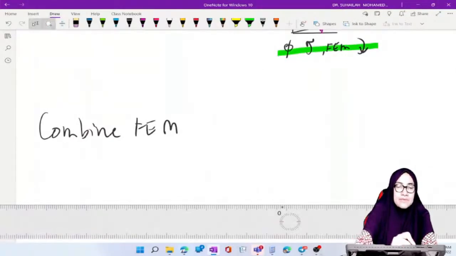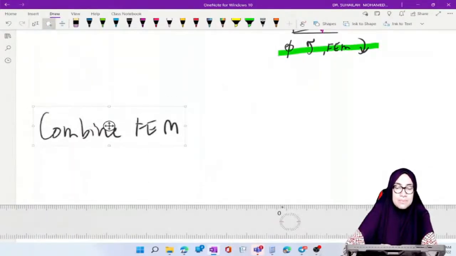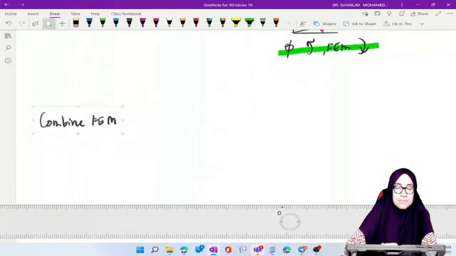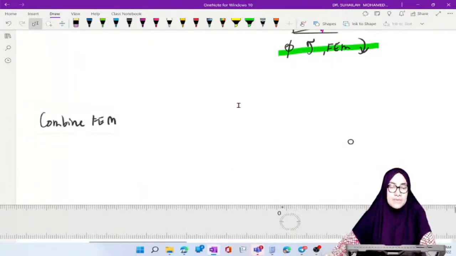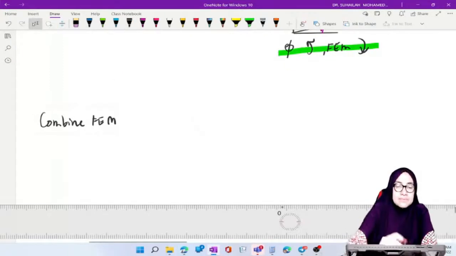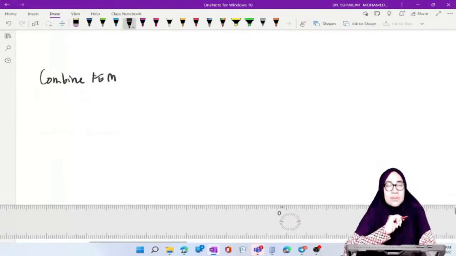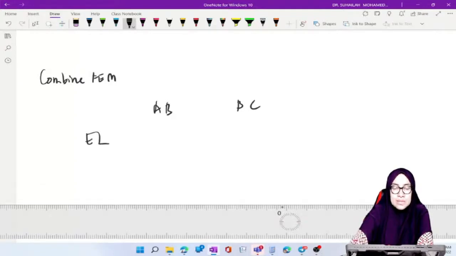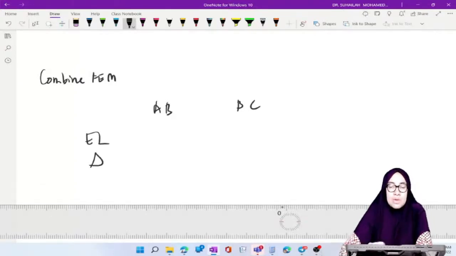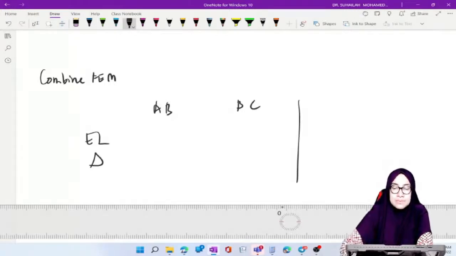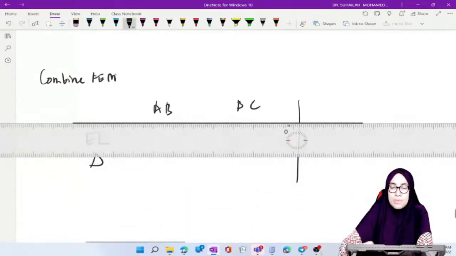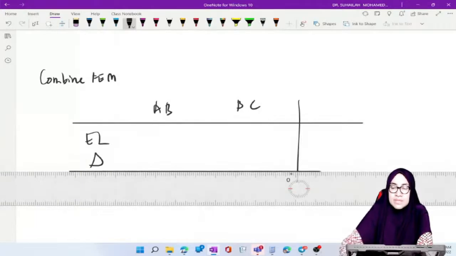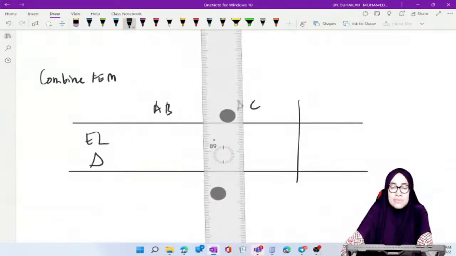Okay, combine FEM. So we get, okay, what we get. So we have FEM for AB, for BC. This is due to external loading. This is due to delta. We want to find the total moment, the total fixed end moment.